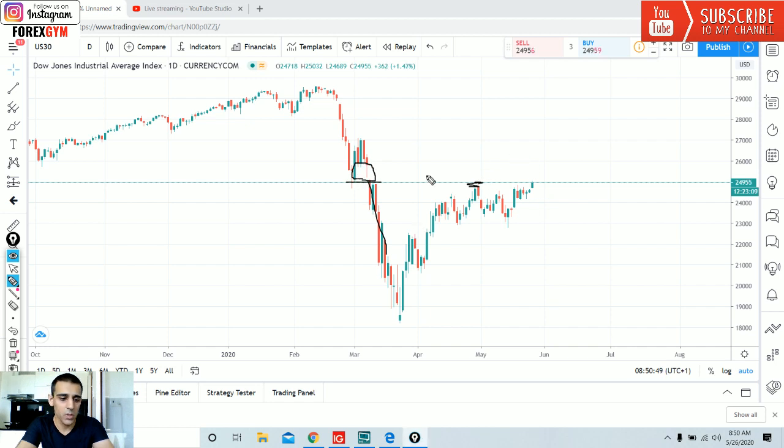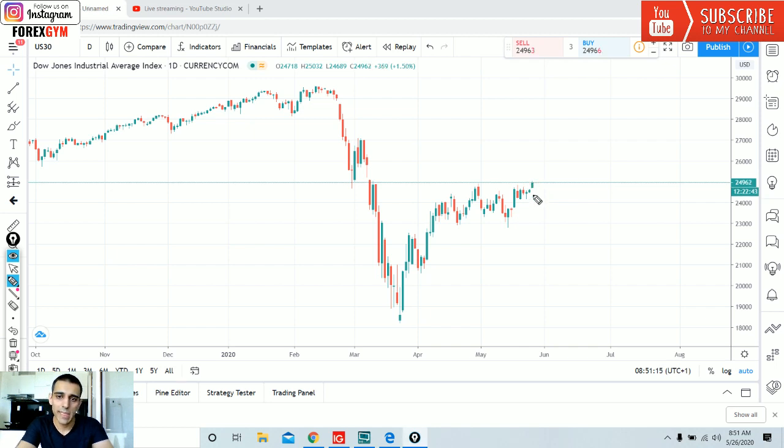So maybe the price wants to fill that gap, because it happened quite a long time ago, since the beginning of March. And now it's coming back up. So maybe the price will come up and fill that gap. However, again, it will be similar on this one: I do want to wait and see this daily candle close.